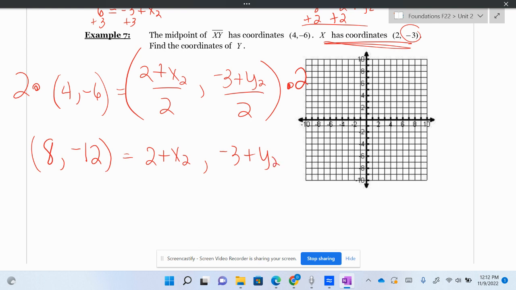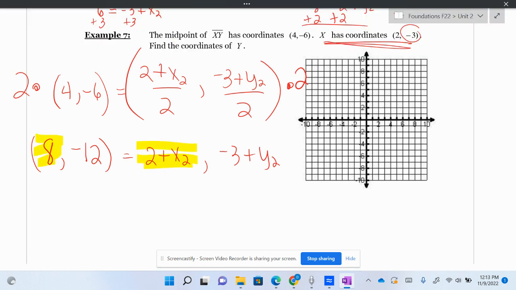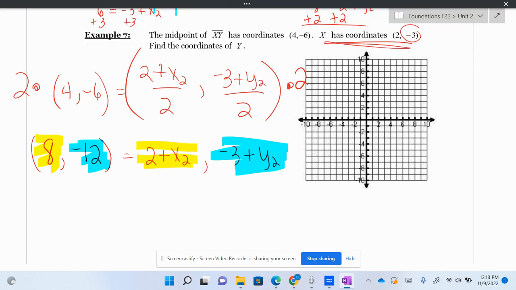Do you guys see what we did? Now remember that this has to equal this, and this has to equal this. So let's just solve that really fast. And you're going to get so quick at it that you're going to be able to do it in your brain. 8 equals 2 plus the x sub 2, and -12 equals the -3 plus y sub 2.